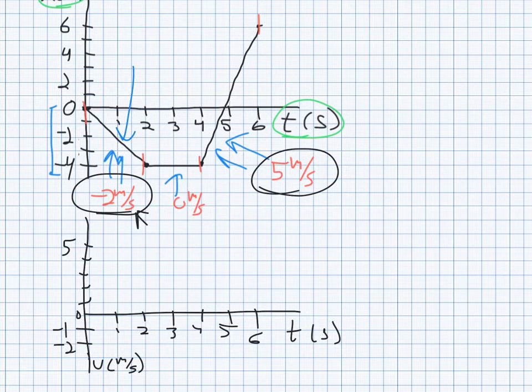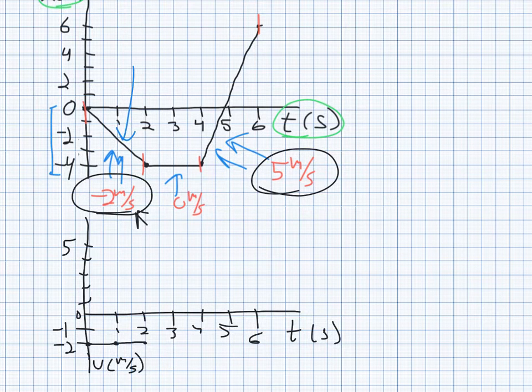So let's draw that. At 0 seconds, I should be at -2. Let me draw a little dot there. At 1 second, I also have a velocity of -2. At 2 seconds, I also have a velocity of -2. So this is a flat line on my velocity graph. I have a constant velocity there.